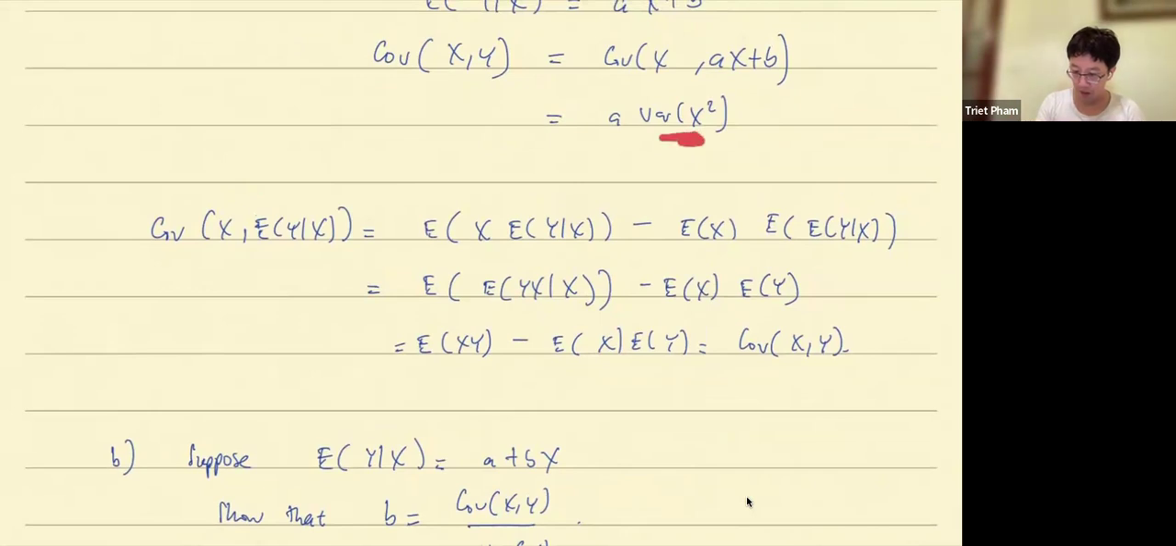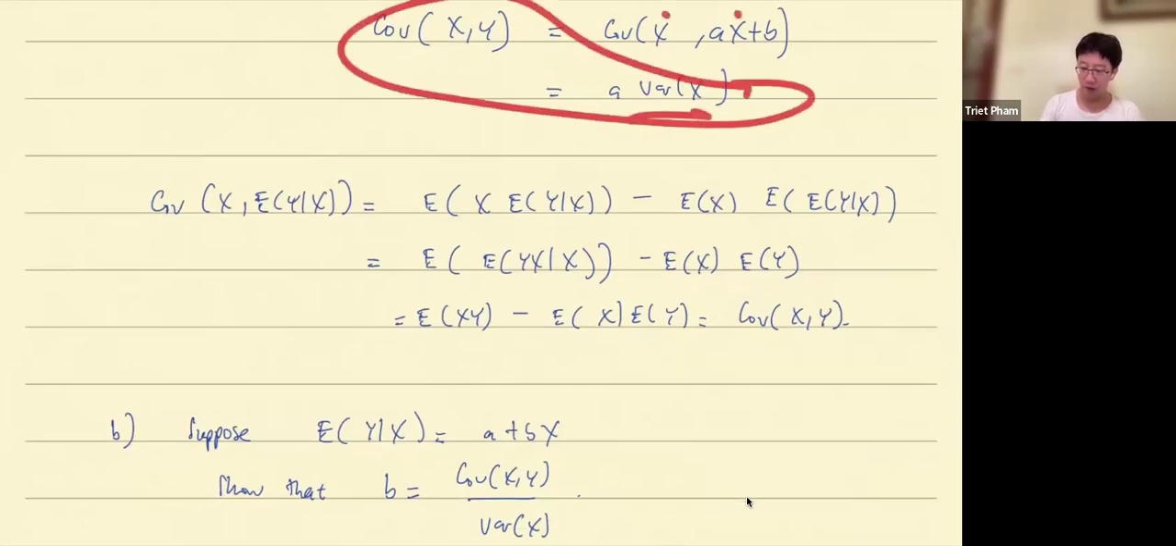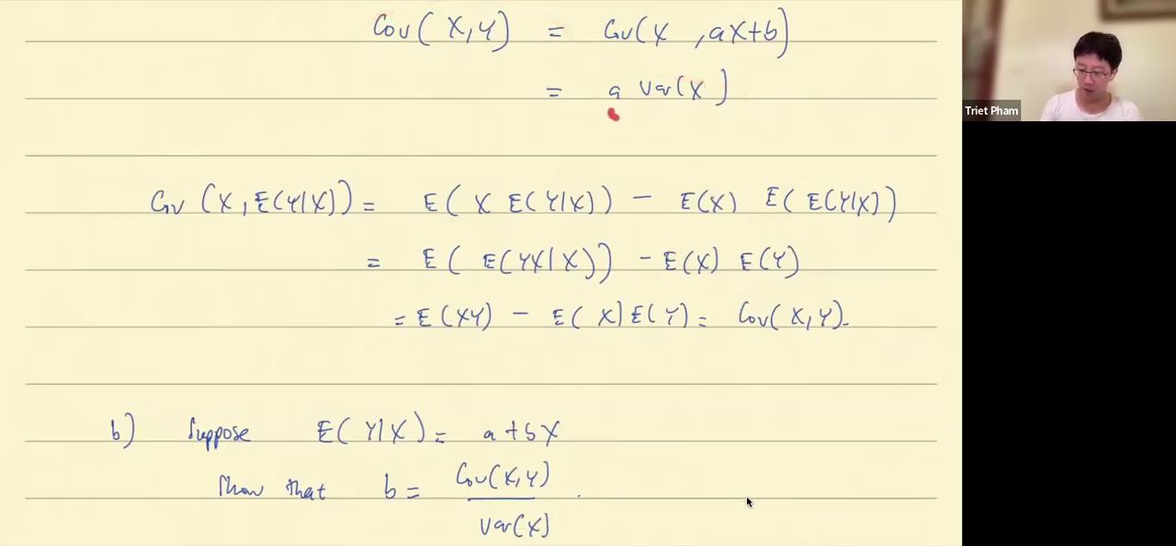Sorry, right? Covariance of x and x is variance of x. It should not be variance of x squared. So I wrote it wrong here, right? Covariance of x and x is just variance of x. So clearly, it's just exactly what I just wrote here, with a being replaced by b. But the meaning is probably slightly different.